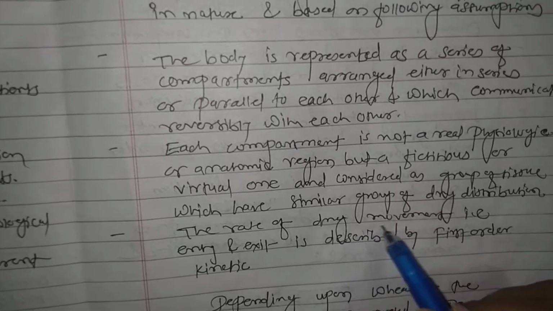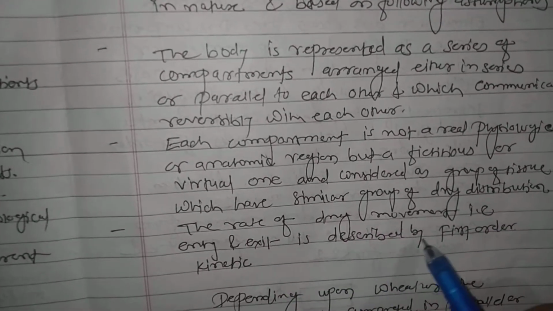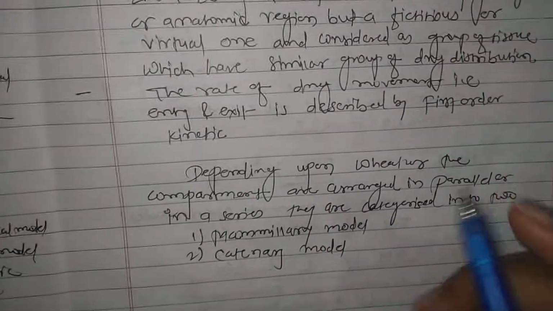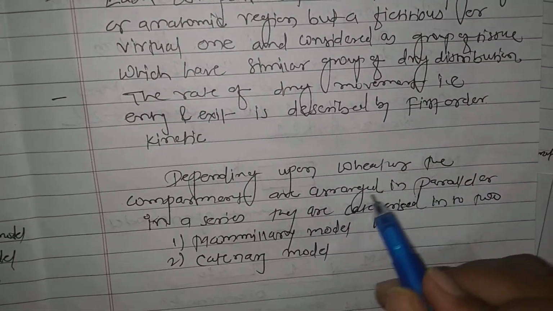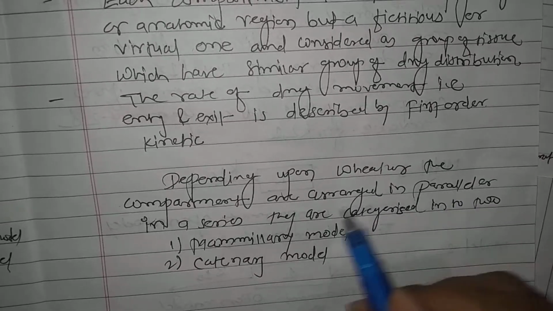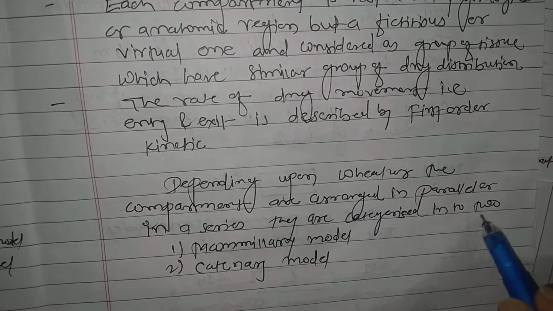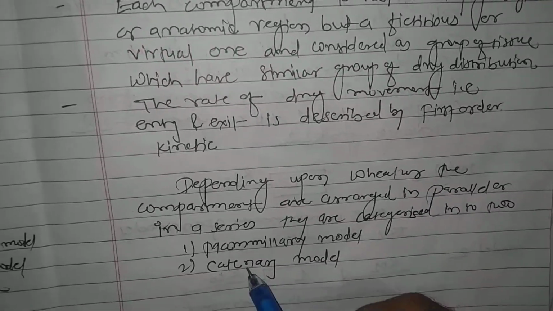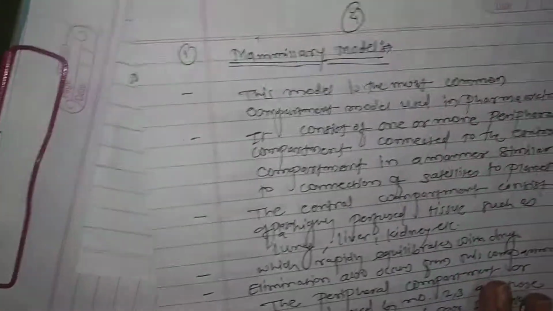The rate of drug movement, that is entry and exit, is described by first order kinetics. So depending upon whether the compartments are arranged in parallel or in series, they are categorized into two. First one is the mammillary model and second one is the catenary model. So first we will discuss the mammillary model.